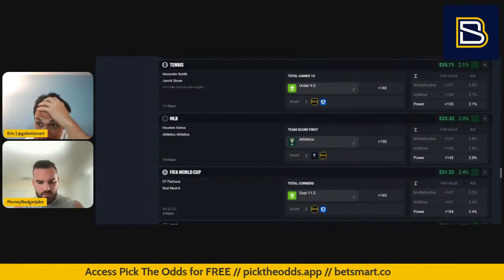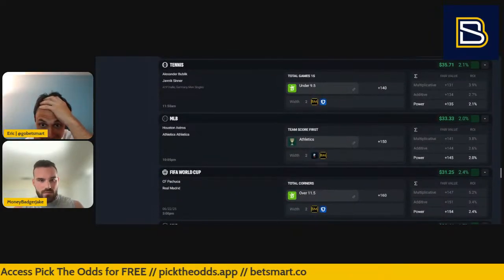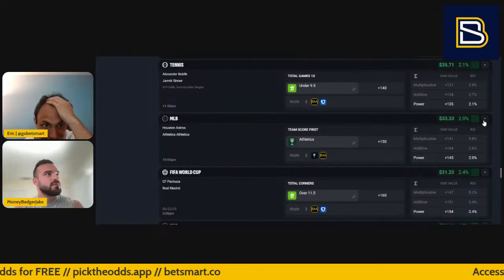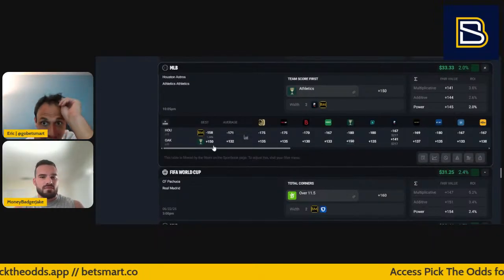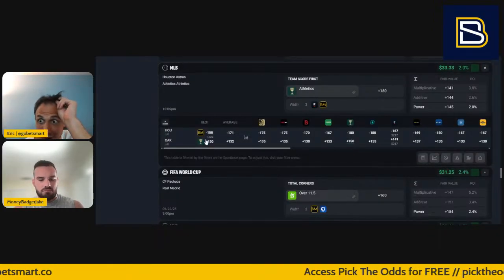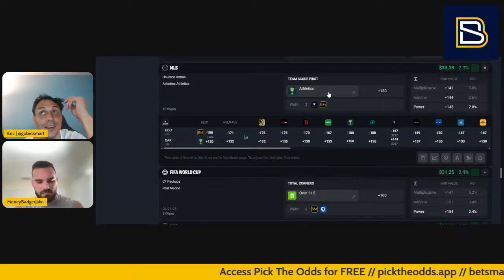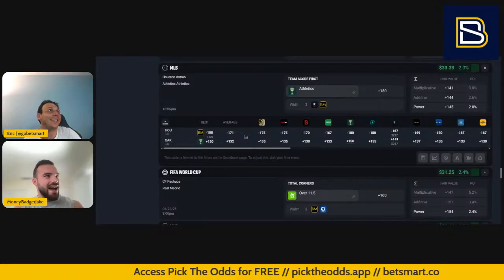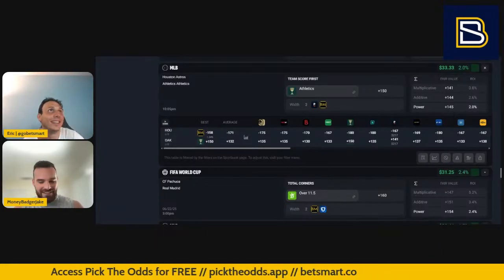Team to score first, the Athletics, showing some expected value there at the bookmaker and Penny. Okay. Caesars plus 150. Don't mind if I do. I'm taking some bet here. Let's see if it's still alive.